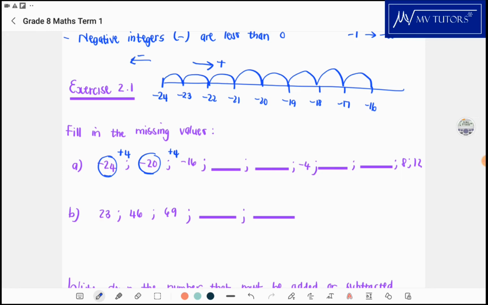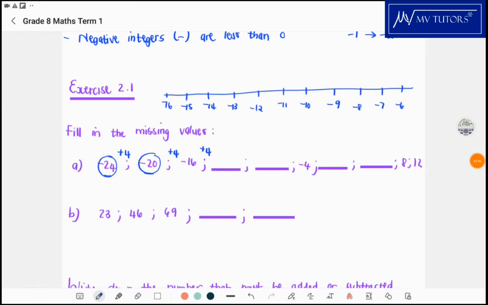And if I go from negative 16 and I add 4, what will I get? Okay, let me just draw another number line. Now going from negative 16, and when I add 4, 1, 2, 3, 4, I get to negative 12. So that's the next number. And then again, 1, 2, 3, 4, I get to negative 8. Okay, and from negative 8, adding 4, I'm going to get negative 4. Now, if I have negative 4 and I add 4 to it, I'm going to be left with 0.